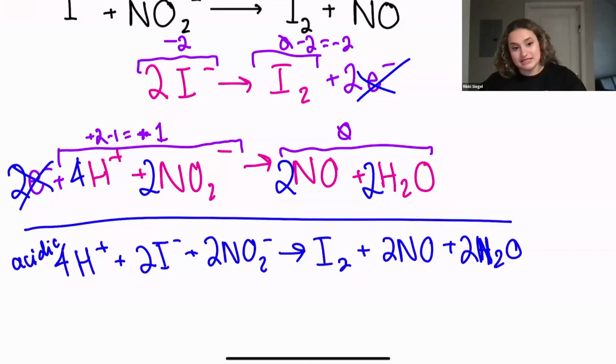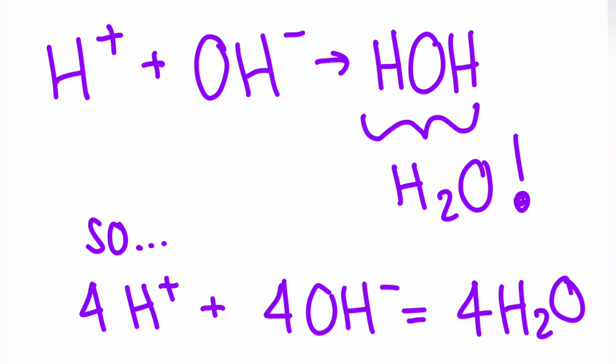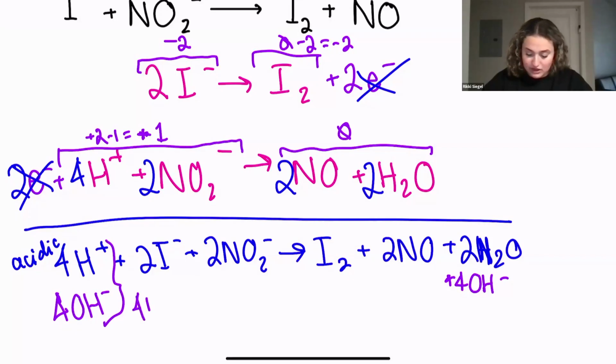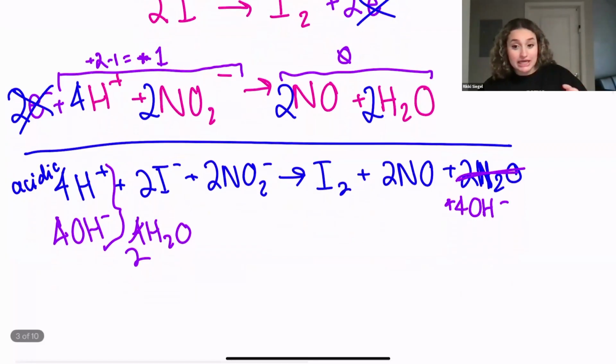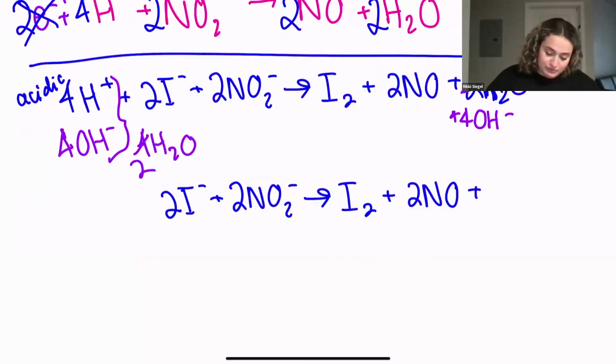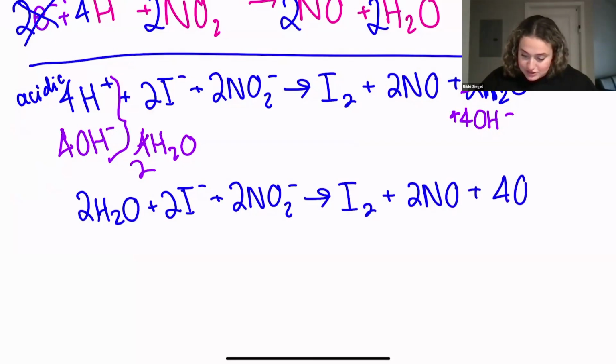If it were under basic conditions, I have 4 H pluses, so I'm going to neutralize them by adding 4 OH minuses to each side. This gives me 4 H2Os, which cancels out these, and we are left with 2 H2Os. So my final answer under basic conditions would be, so we have 2 H2O right here, and then on this side, instead of that H2O, we have 4 OH minuses.